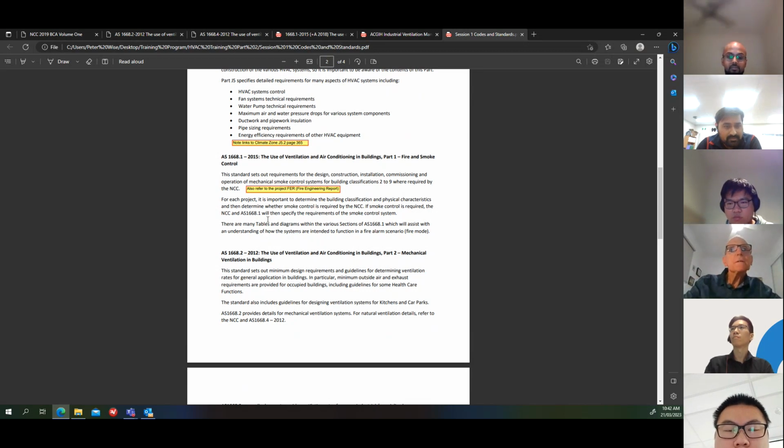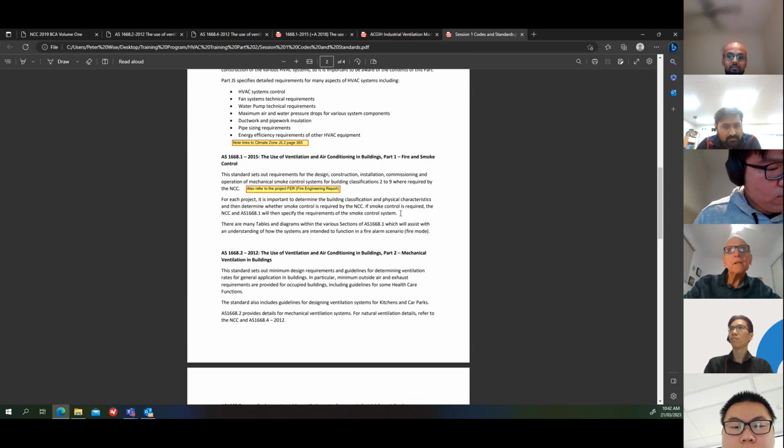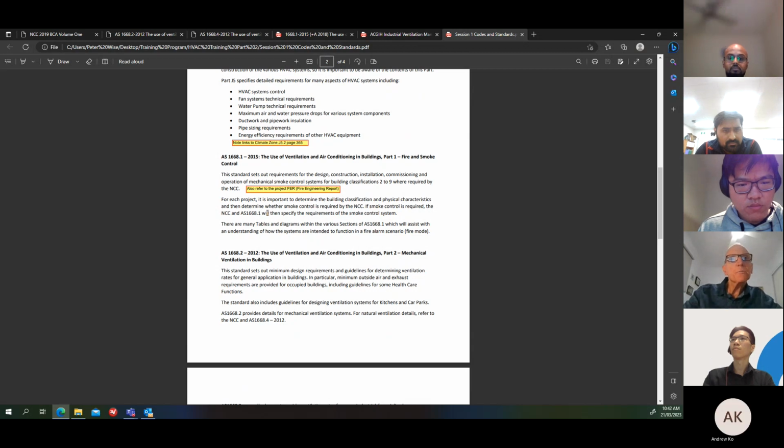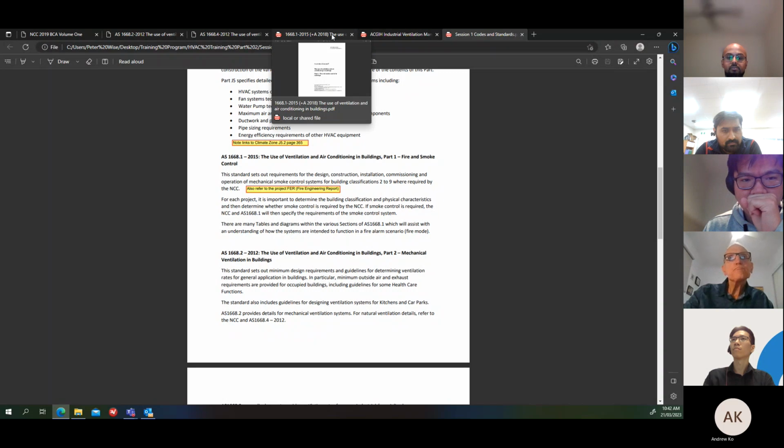Okay, so I've said we need to determine the building classification and physical characteristics and then determine whether smoke control is required by the NCC. If it is required, the NCC and 1668 Part 1 will then specify the requirements of the control system. Now, if we have a quick look at 1668 Part 1, there's lots of tables and diagrams.